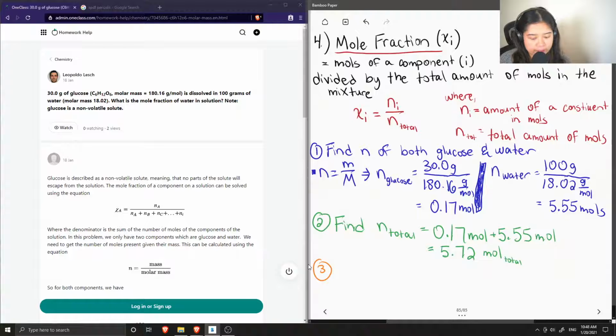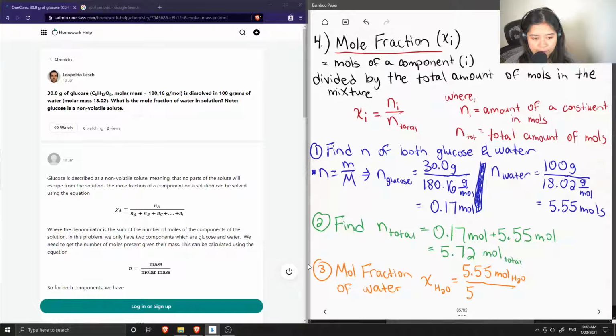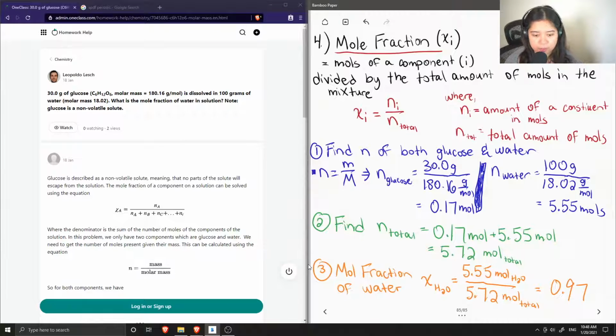And finally, we have everything we need to calculate the mole fraction of water. So X water is equal to the number of moles of water, which was 5.55, and we divide this by the n total, which is 5.72. So 5.55 divided by 5.72 is 0.97. So this means the mole fraction of water is 0.97. And if we were to convert this to a percentage, then that means that 97% of this solution is water.